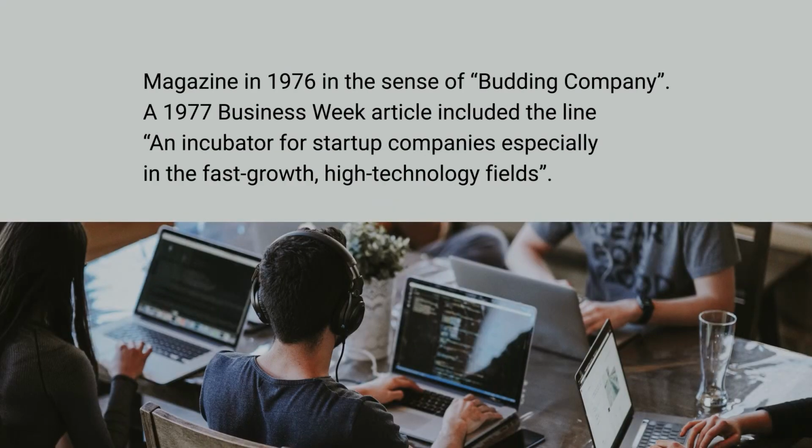The word startup was used for the first time by Forbes magazine in 1976 in the sense of a budding company. In 1977, a Business Week article included the line, an incubator for startup companies, especially in the fast growth, high technology field. This term was used very extensively during the dot-com boom in Silicon Valley. Initially, it was used for tech enterprises, but now it can be applied to any new business.